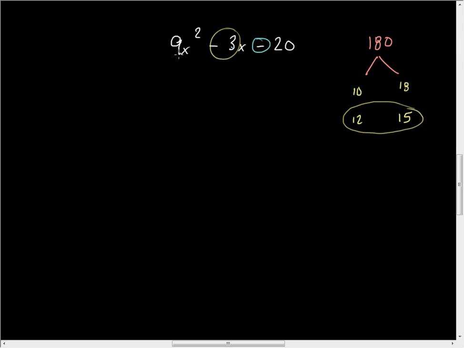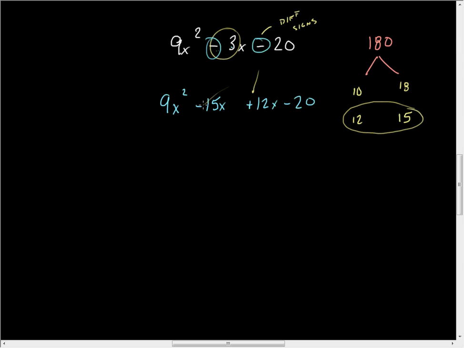The negative goes with the larger of the 2. Because that one is negative, then 15 takes the negative. And so I'm going to take 9x squared minus 15x plus 12x minus 20. Remember, the signs are different. That's why the negative sign here says I have different signs.